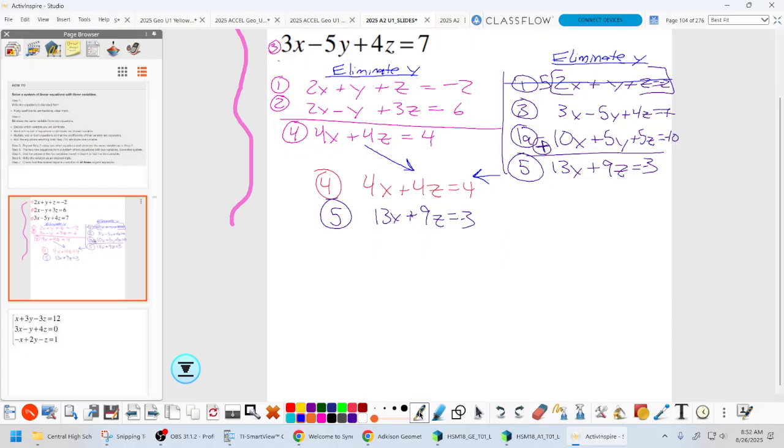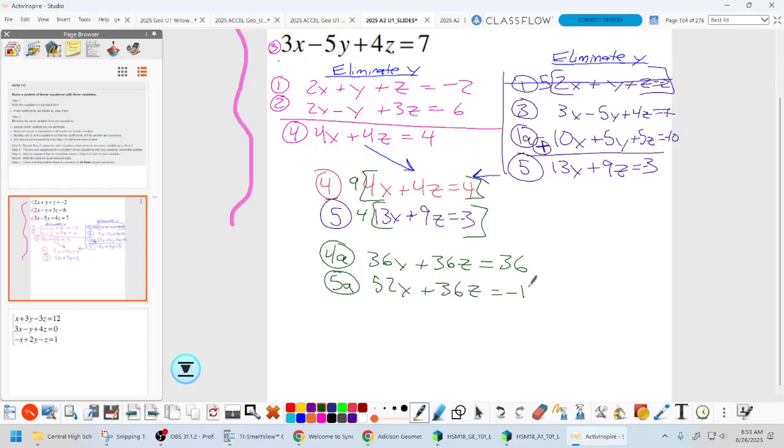Multiply by 9 by 4. Okay. So both need to be scaled in order to match the coefficient. So we'll do 9 and 4, and of course we're distributing all the way across. So 4a will be 36x plus 36z, and that equals 36. We had that weird case where it was all 4s. 5a will be 52x plus 36z equals negative 12.